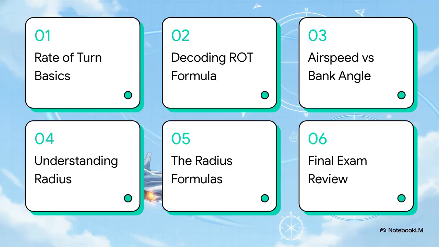All right, let's just quickly breeze through today's syllabus. We're covering rate of turn basics, decoding the ROT formula, airspeed versus bank angle, understanding turn radius, the radius formulas, and we'll wrap it all up with a ground exam final review.